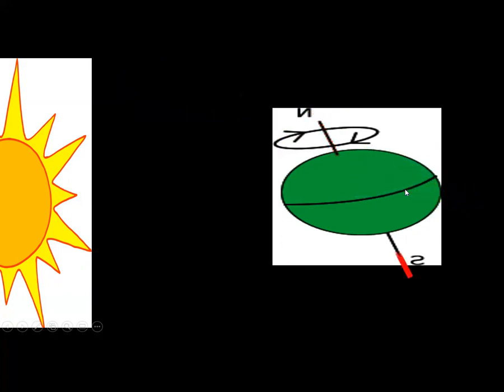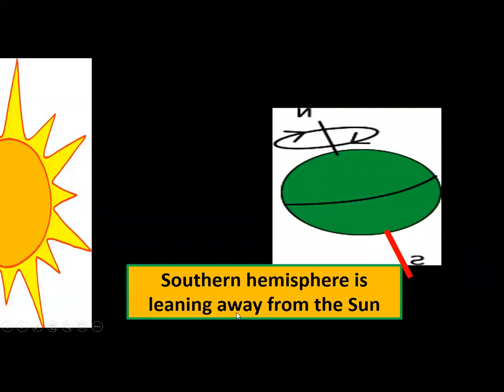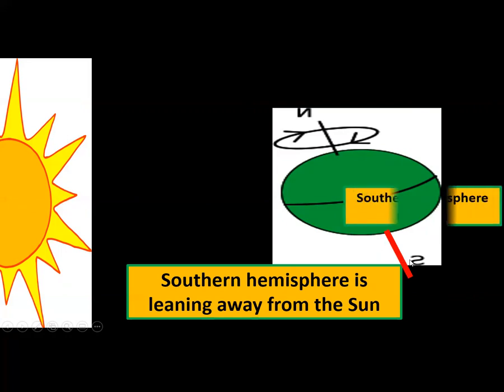On the other hand, let's go to the southern hemisphere. The southern hemisphere is leaning away from the sun. You see this axis here? But remember, this is only imaginary. You don't actually see this, even if you can go to space. But you'll see that the southern hemisphere is leaning away from the sun. That's the sun. And you'll see the axis. It's leaning away from the sun. This causes this place here to experience winter.